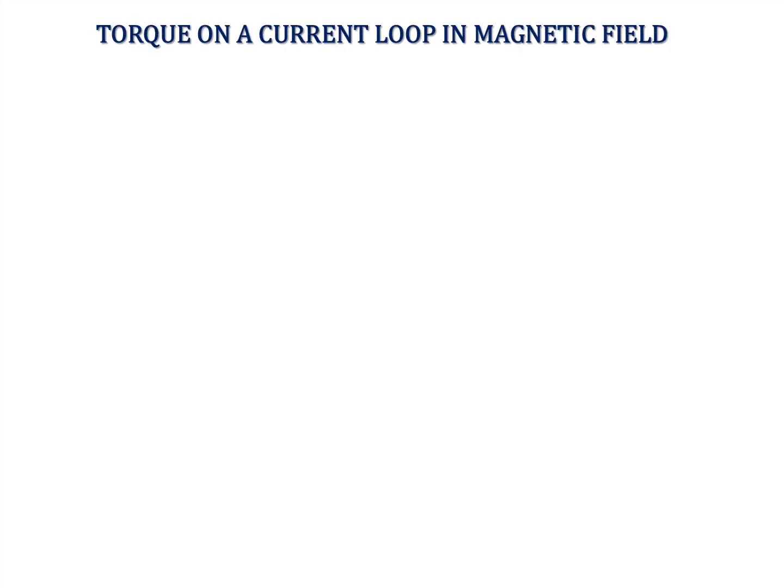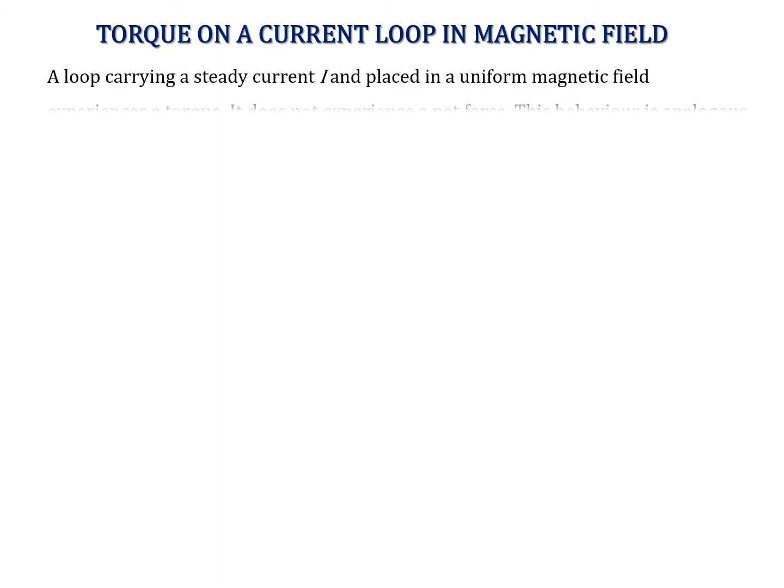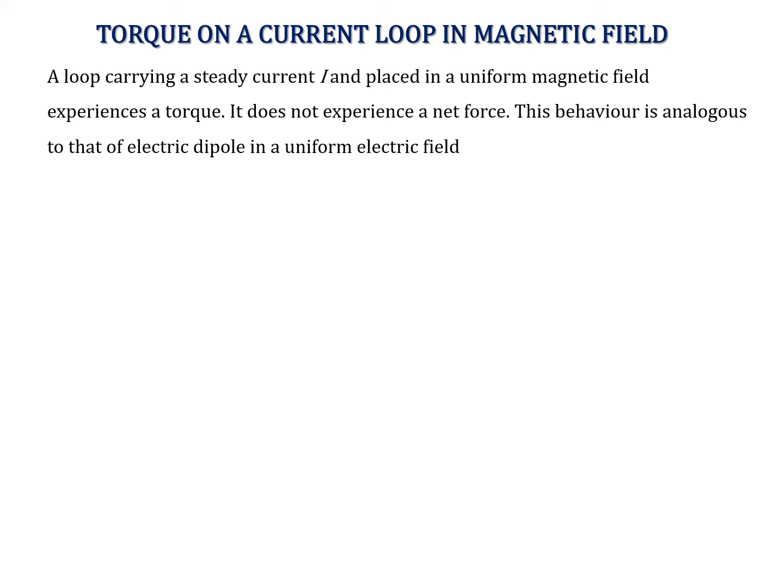Let us see how to find out torque on a current loop in magnetic field. We know that a current carrying conductor in magnetic field experiences a force. If we take a current loop and place it in magnetic field, we will see that it will experience a torque and the net force on this loop will be 0. This behavior of a current loop is analogous to the electric dipole in uniform electric field.